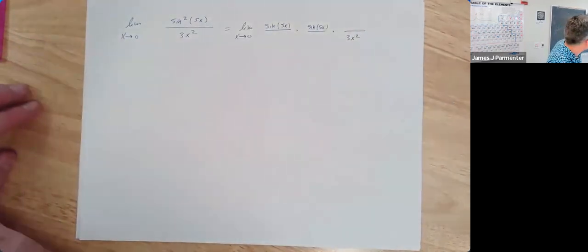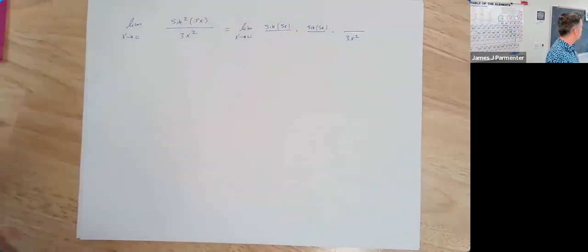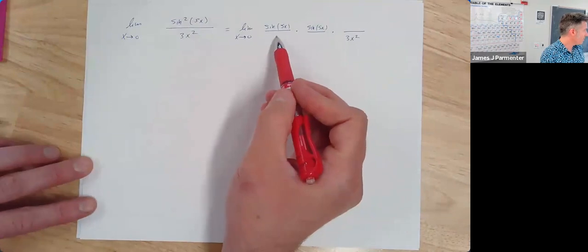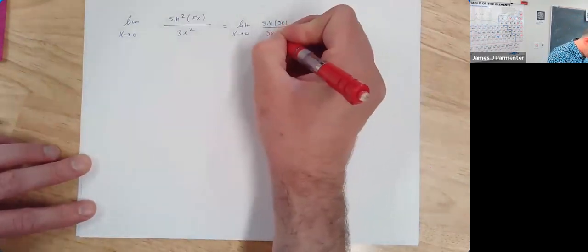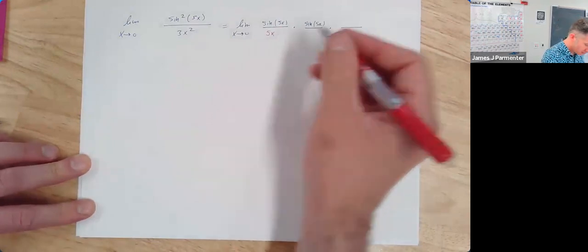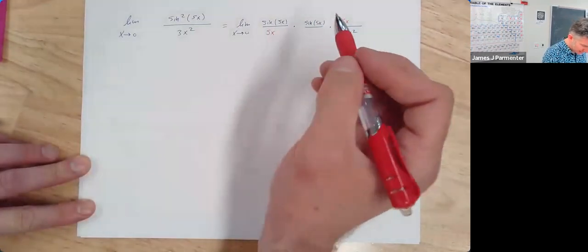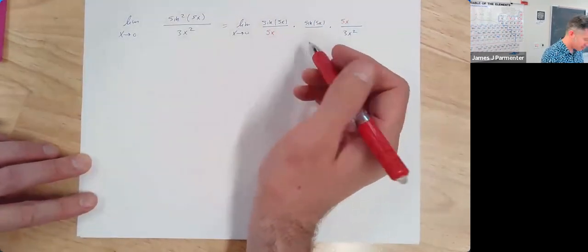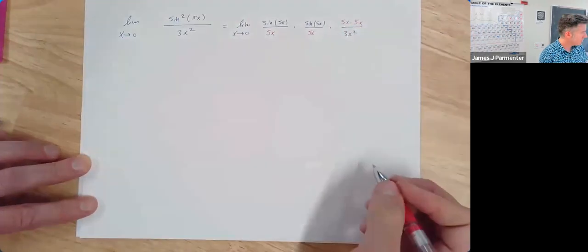So currently, as I've written this, although it looks kind of weird, nothing has changed. It's still the same thing: sine of 5x times sine of 5x all divided by 3x squared. But now I'm going to ask myself the question, what do I wish was beneath sine of 5x? And the answer is 5x. But if I divide by something, I also have to multiply by it so I don't change the whole value. And then I'm going to ask the same question here. What do I wish was beneath that sine of 5x? Oh, another 5x. I'm going to multiply by another 5x.